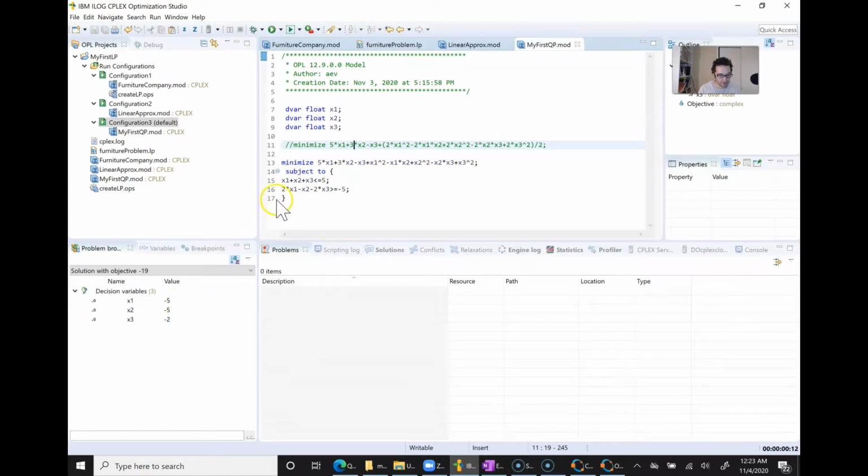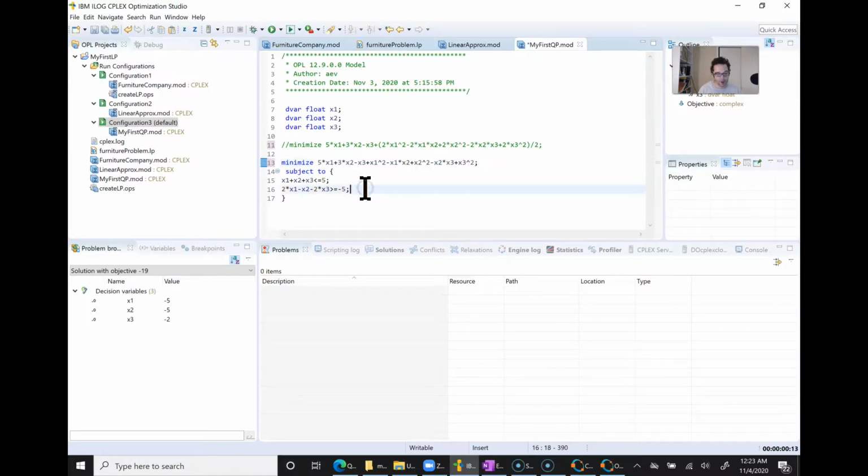-5, -5, -2. All right, let's compare that to what we had before, where we had the parentheses and divided by 2. Same answer. Okay, so that's kind of nice. Cplex has at least advanced in some ways. So you can just type in your quadratic equation here.